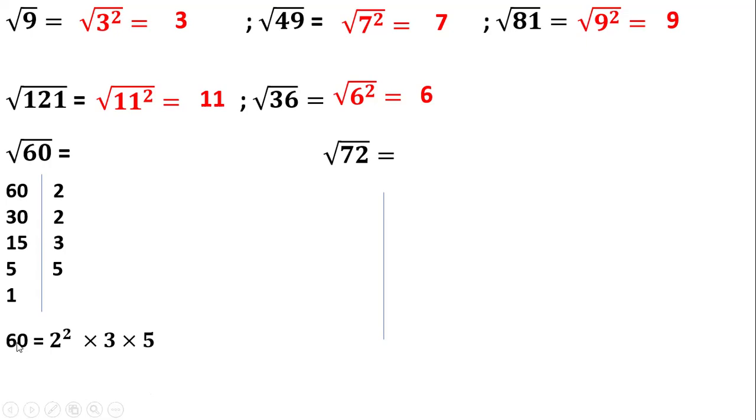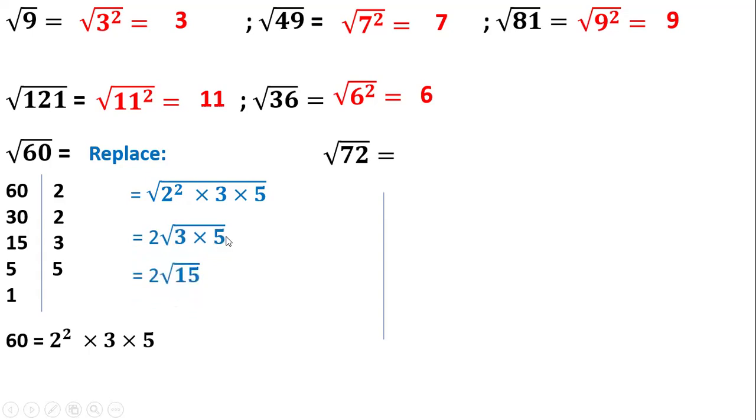Now, these prime factors, I replace them inside the radical instead of 60. So I write radical 2 squared times 3 times 5. Now I look inside the radical. The 2 has a square on it, so it can come out from the radical. It comes out as 2, since I say the square cancels the radical. So I will have 2 outside. 3 has no square, so it stays inside the radical, and 5 stays inside the radical. Now inside the radical, I have 3 times 5. I write it as 2 radical 15.